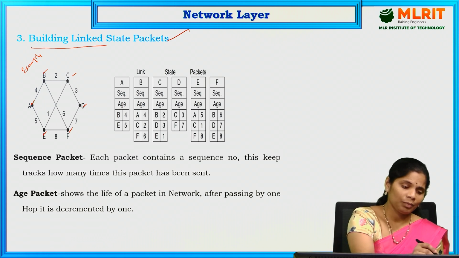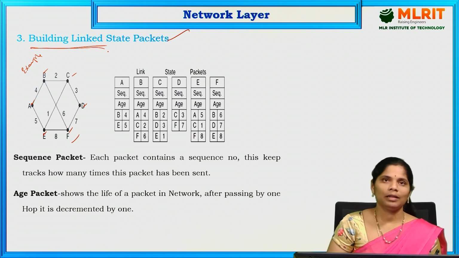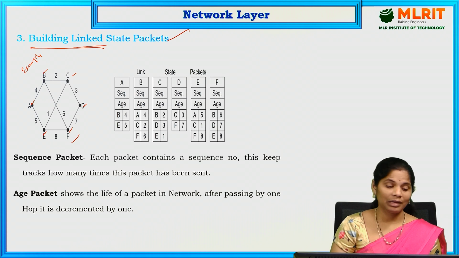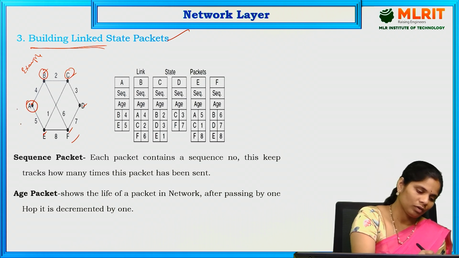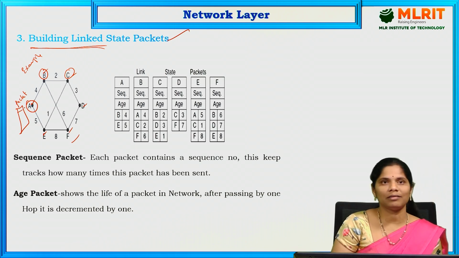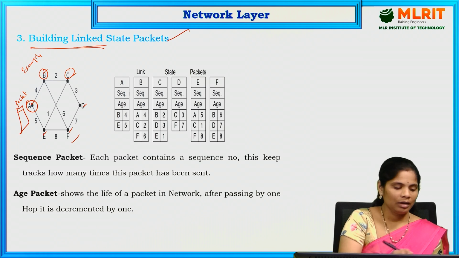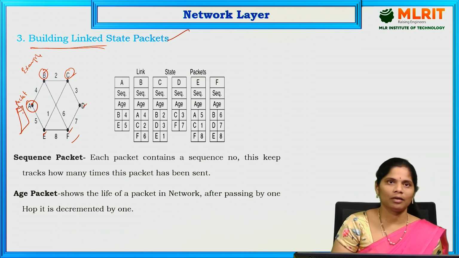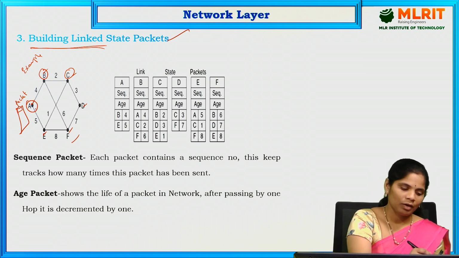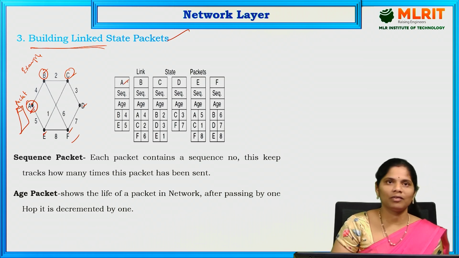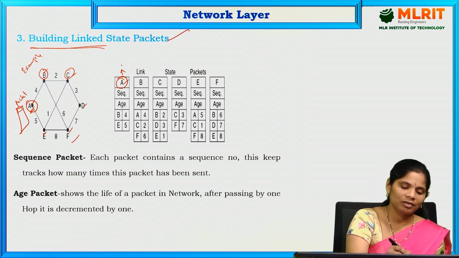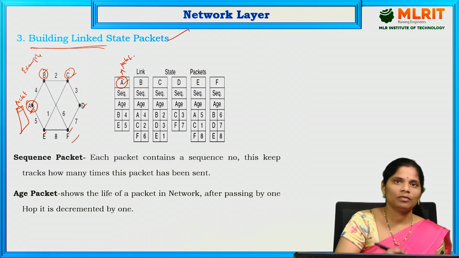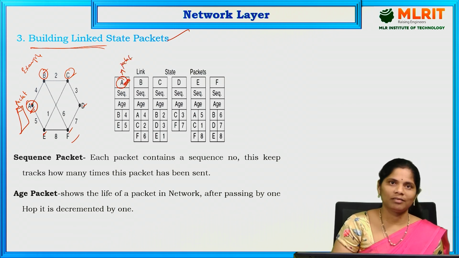So using this example, we are building the packets. How are we going to construct the packet for each and every router? For each and every router, you have to construct the packet. In link state algorithm, we call it a packet. In distance vector, we call it a routing table. Here we call it a packet. For A we are constructing the packet, so first we have to write which packet this is, that is the A packet.